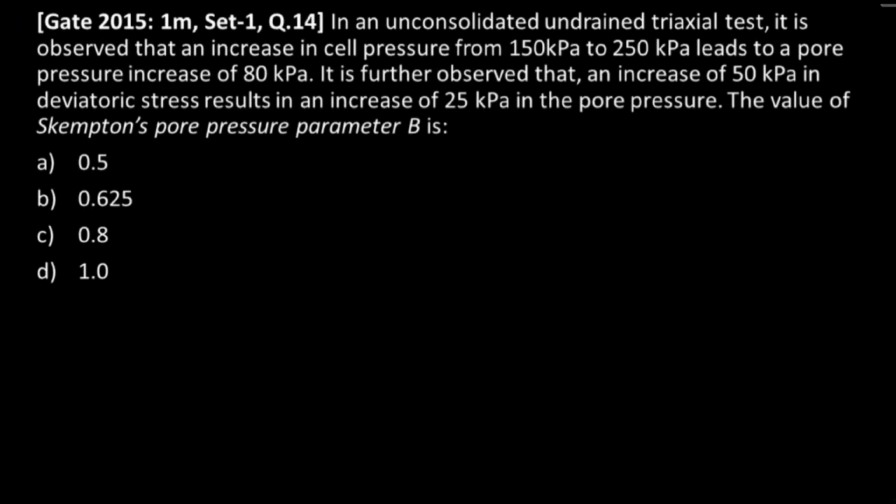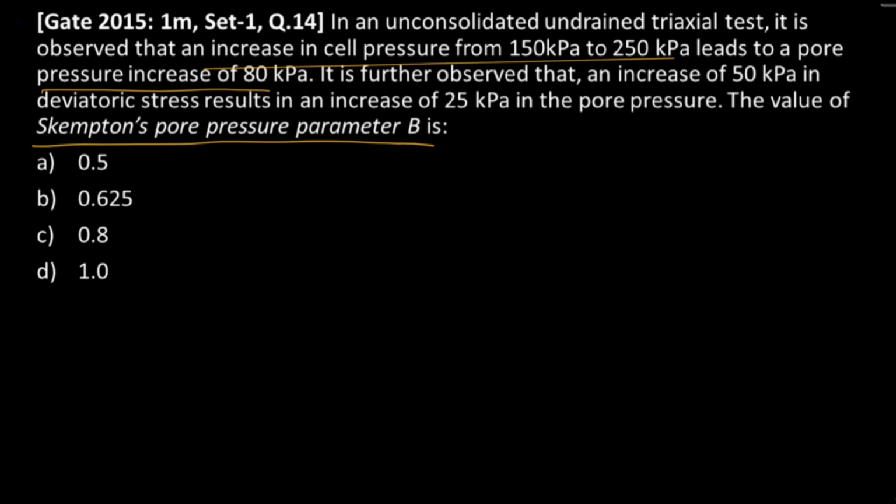In this question, they have given the increase in cell pressure. In an unconsolidated undrained test, the increase in cell pressure from 150 to 250 kilopascal leads to an increase in pore pressure of 80 kilopascal. It is further observed that an increase of 50 kilopascal deviatoric stress results in 25 kilopascal of pore pressure. They are asking us the value of Skempton's pore pressure parameter B.